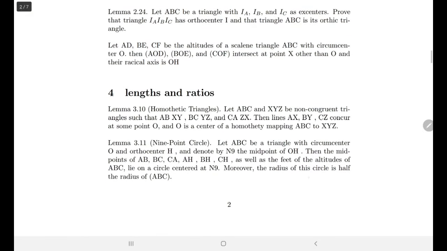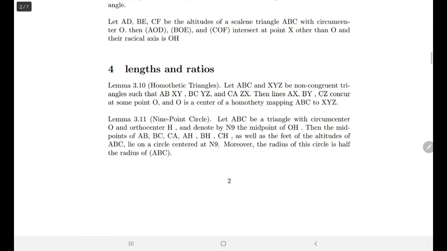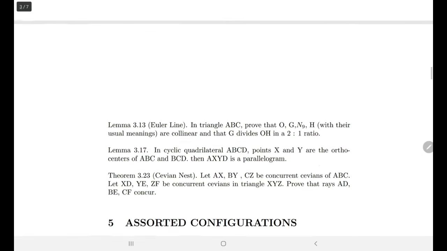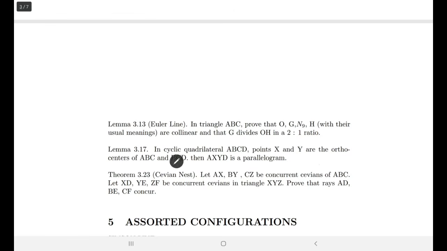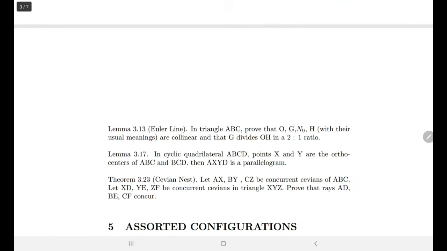Okay, we also have the third chapter, lengths and ratios. You have the homothetic triangles. You also have the nine-point circle. Make sure to have that in mind. Euler line, cevians, all of these. Make sure to have this one in your mind. We are going to actually use it. This one is very important. Okay, so I think that's it. We can right now get started.